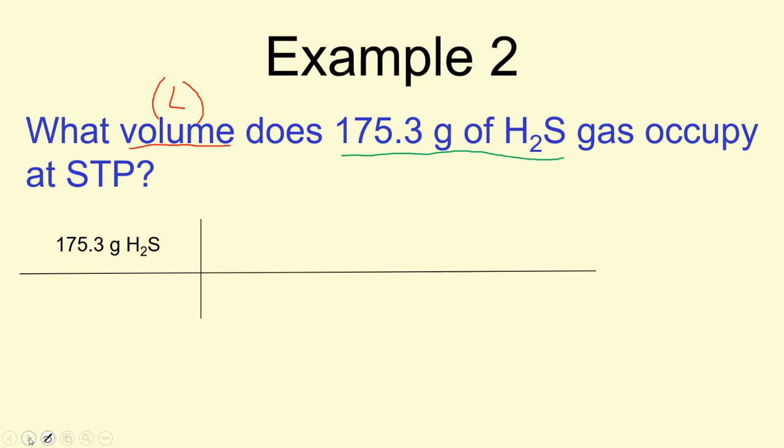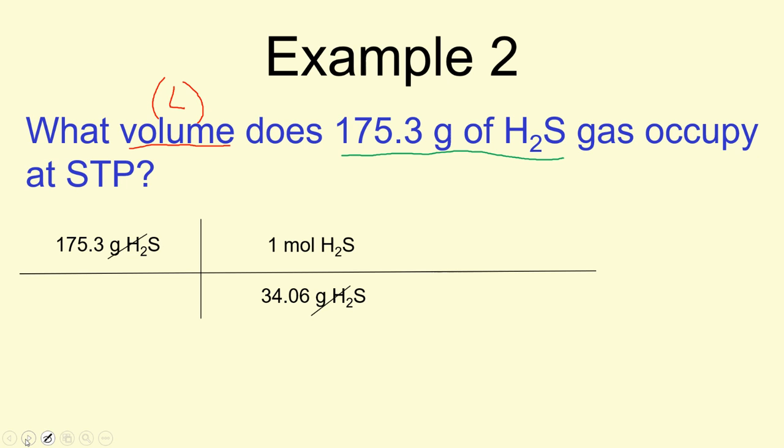Now we need to think back to our mole conversion factors. The mole conversion factor that has grams in it is the molar mass. So we know that 1 mole of H2S equals some number of grams. We need to figure out what that is. So if we have 2 hydrogens, that's 2 times 1 for hydrogen, and 1 sulfur is 32.06. So we add that together, and we get 34.06 grams of H2S is equal to 1 mole. That way my grams cancel out and my new unit is moles.